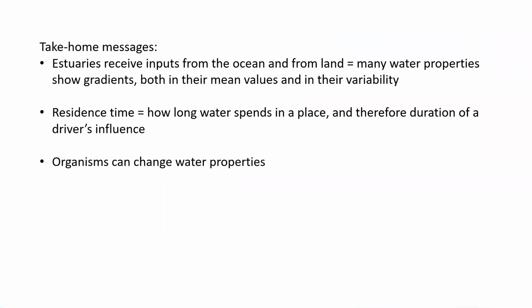All right, the take-home messages are here, and I'll step through them and come back to them at the end. But they really are messages about how estuaries work with data that we have collected primarily in Willapa Bay. And then ending with organisms can change water properties, but that's what we know from the rest of today's presentations, that many of these species are ecosystem engineers that influence the system.